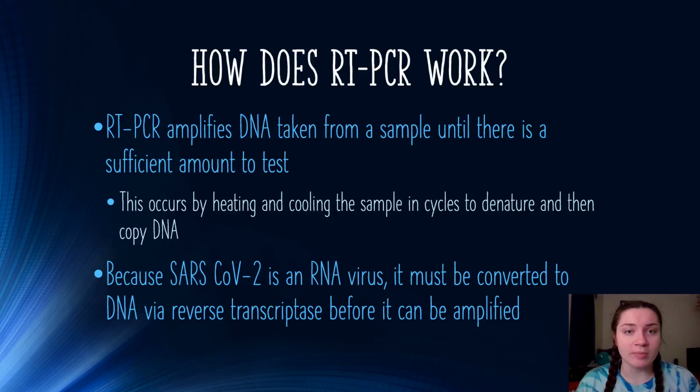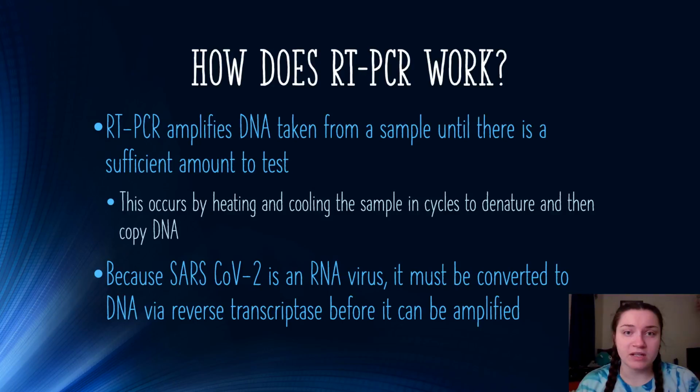RT-PCR is used to make copies of short sections of DNA from a small sample so that it can be tested and detected. This process is called amplification. SARS-CoV-2 is an RNA virus, so it needs to be made into DNA before it can be amplified. During the test, reverse transcriptase binds to the virus's RNA and makes a DNA-based copy so that it can be amplified. The process of amplification is achieved through repeatedly heating and cooling the sample in cycles.